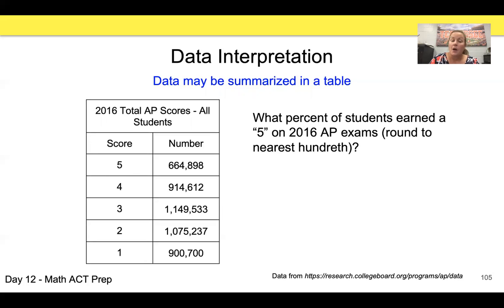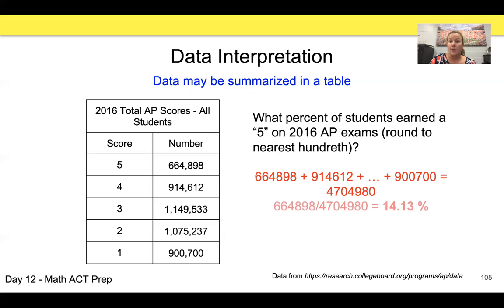score. So what you've got to do, the first thing is you need to add up all of the students that took the test. So that's all the students who scored a 5, a 4, a 3, a 2, and a 1. And so when we add up all 5 of those numbers, we get 4,704,980. So then we need to create a ratio. We need to put the number of students that scored a 5, which is 664,898, over the total number of students that took the test, the 4.7 million. And we see that 14.13% passed the AP exam with a perfect 5.